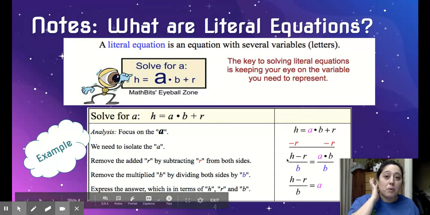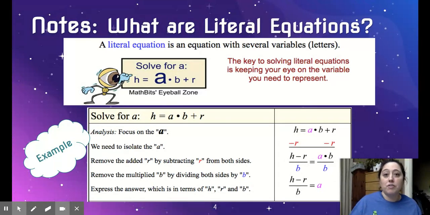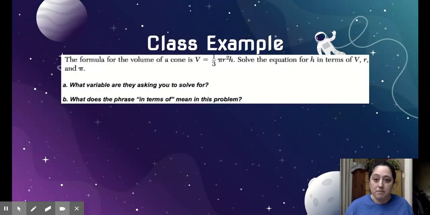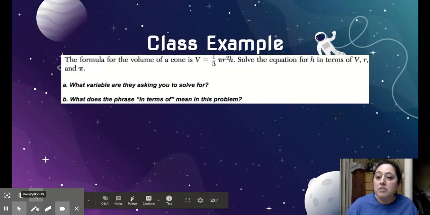So for literal equations, they don't just say solve, right? Because solve for what? I've got more than one variable to solve for. So they will always say solve for a, x, b, whatever the variable is that they want you to isolate or get by itself. All right, so we are going to do an example together on the next slide. All right, so here we go.